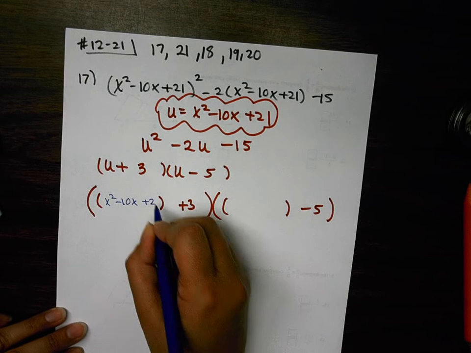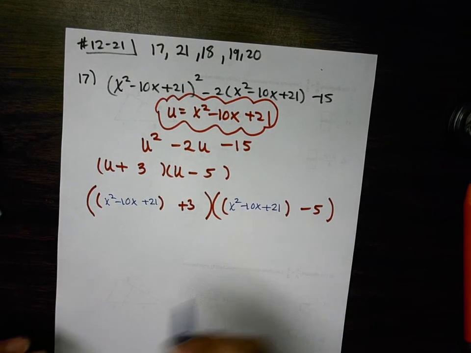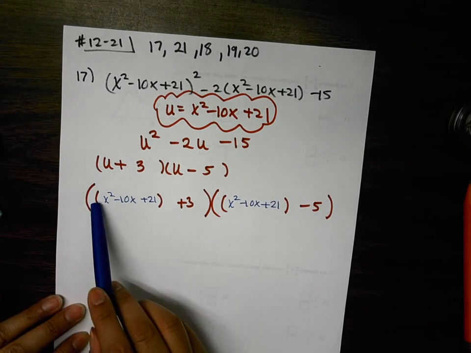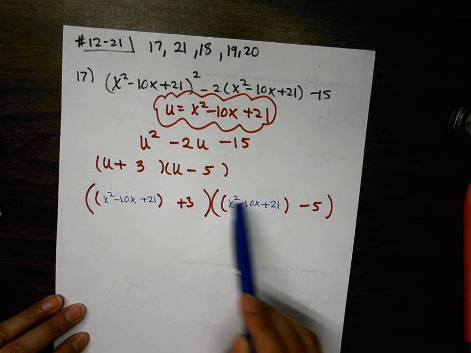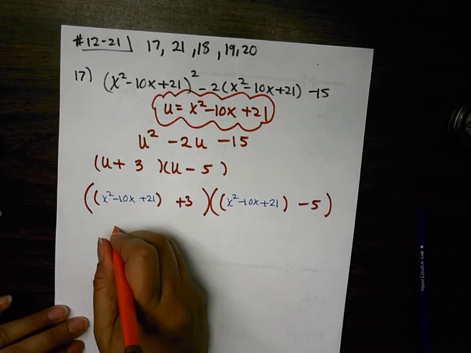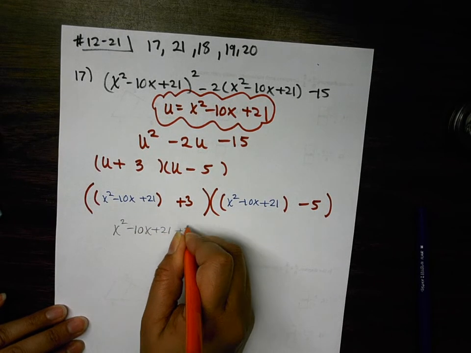X squared minus 10x plus 21. All right. X squared minus 10x plus 21. Is it okay to leave nested parentheses like this? No, we look to see, is there anything to distribute? Is there anything to distribute out here, out here on either side? No, so I drop them and combine like terms if like terms exist.